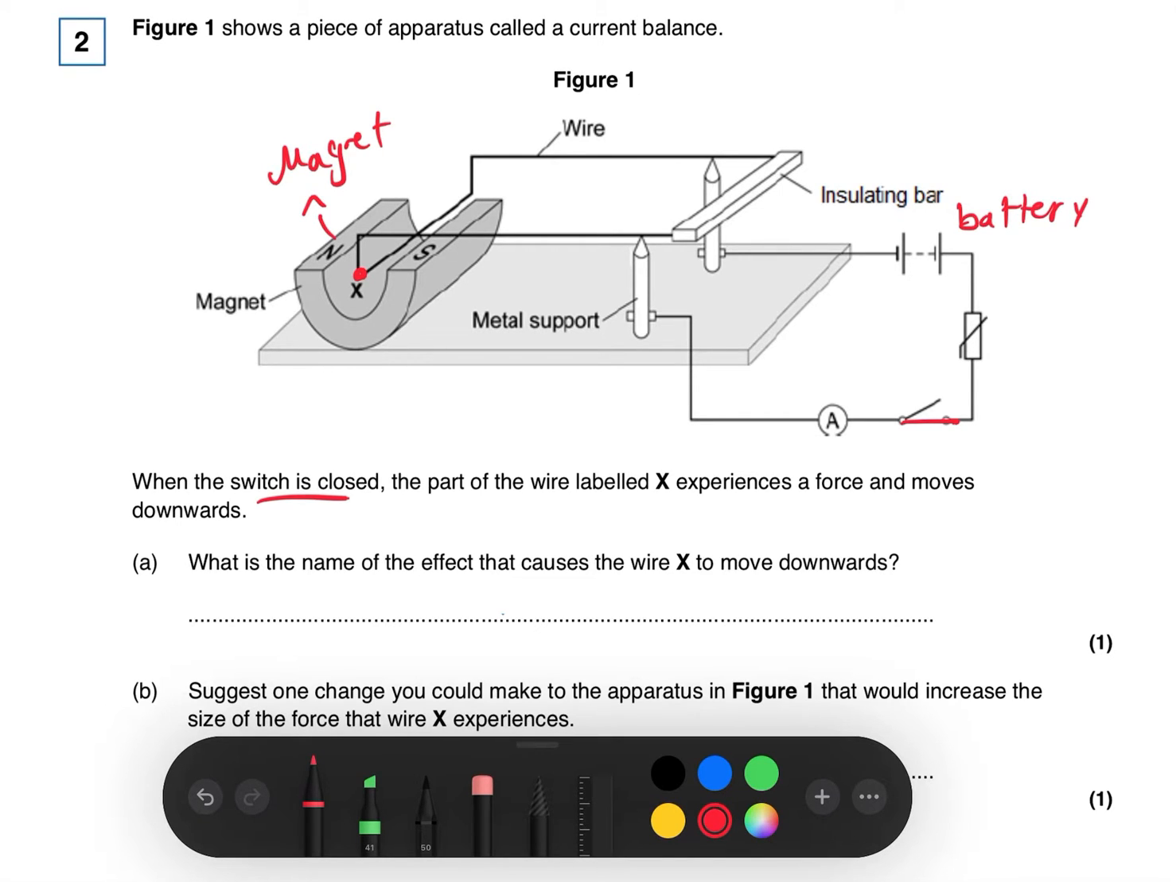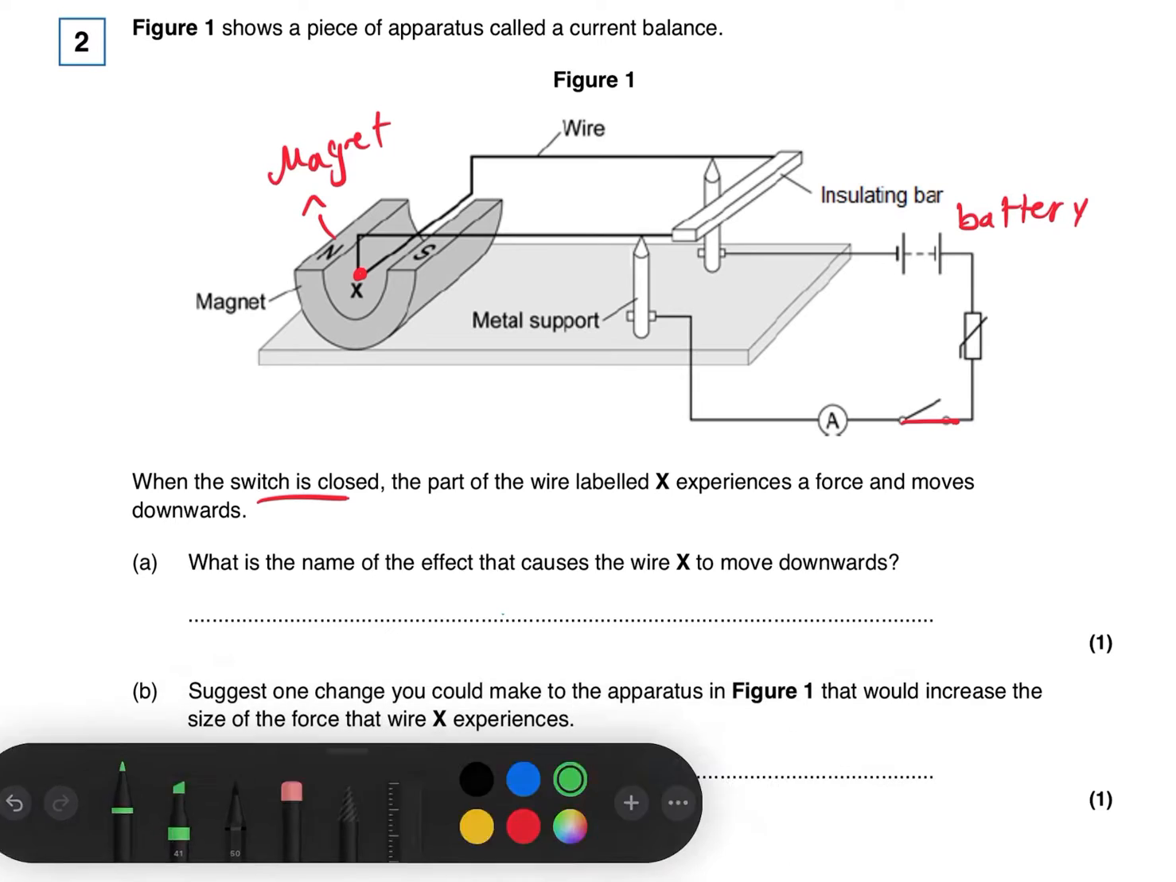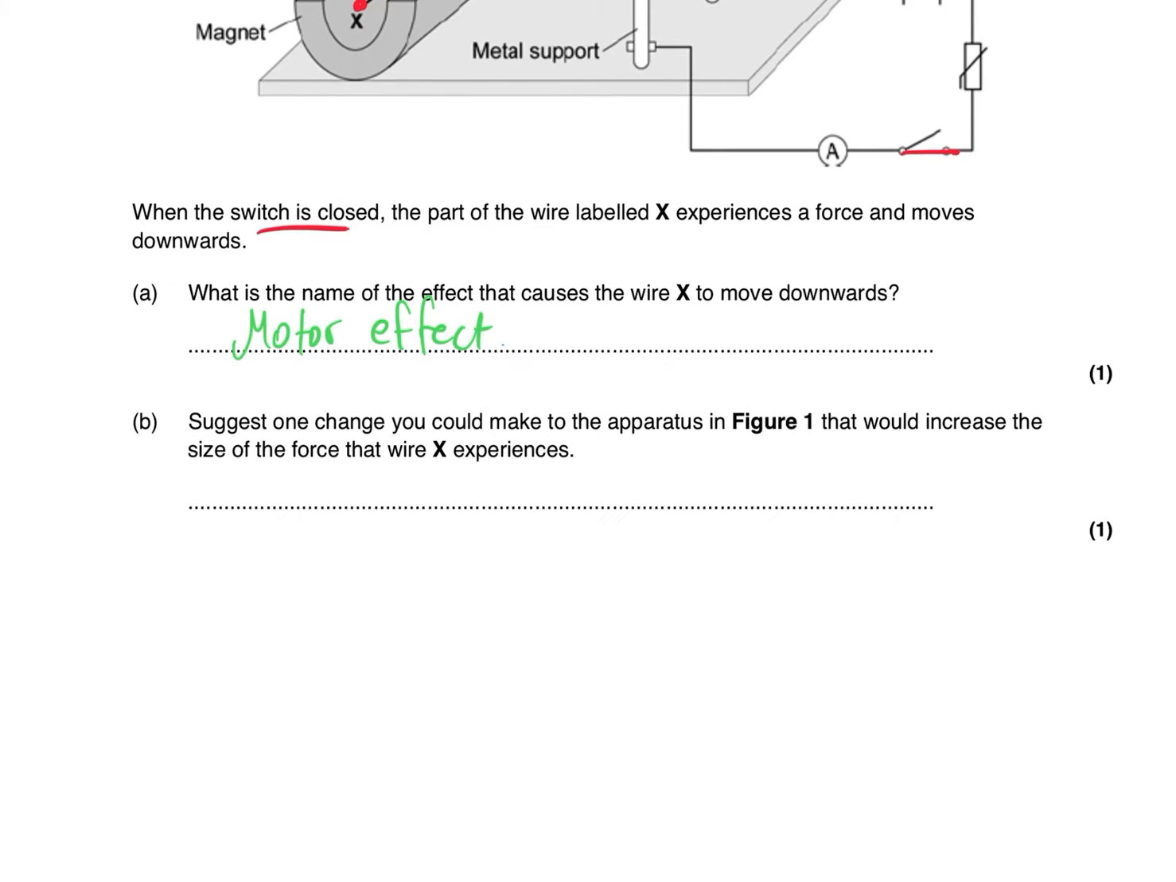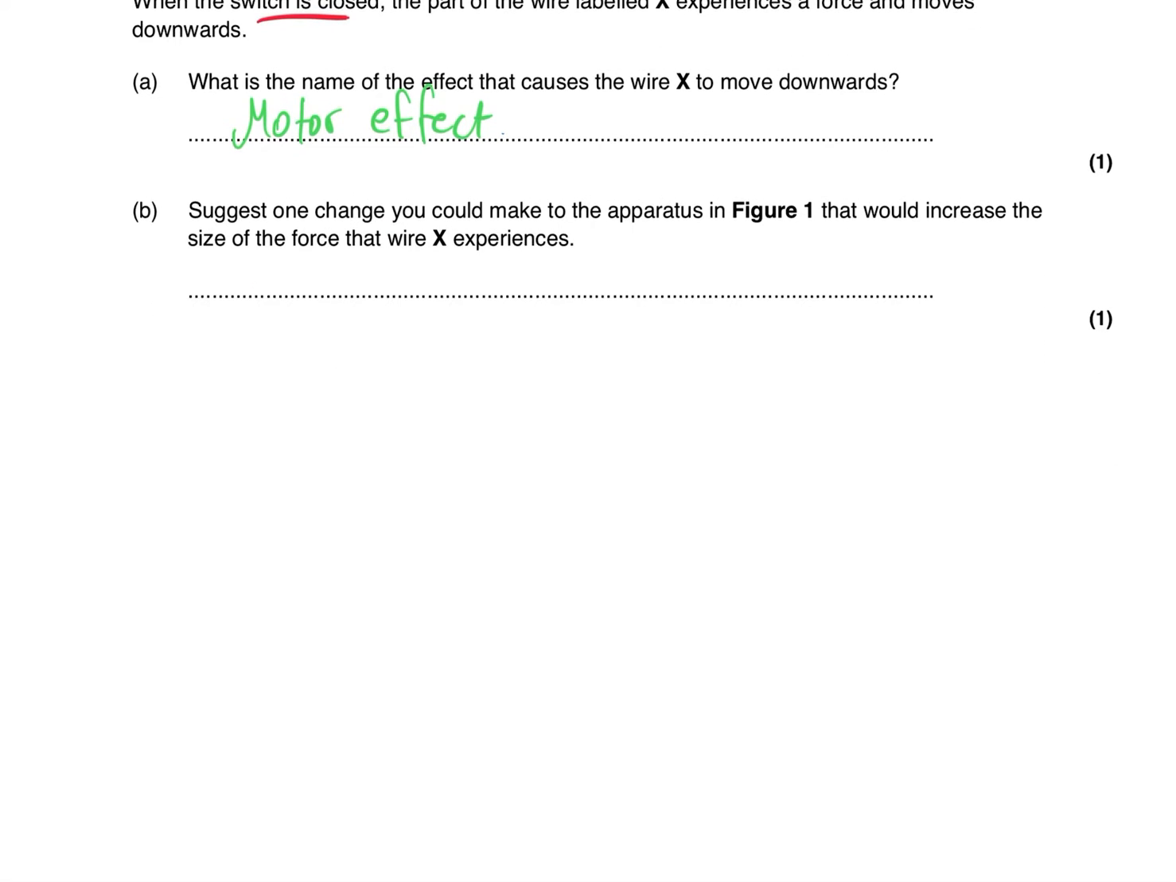What is the name of the effect that causes the wire X to move downwards? The name of that effect is simply known as the motor effect, and that's basically when the current in the wire creates a magnetic field around itself, and as a result is attracted to the magnet, and that's why part X goes down. It says, suggest one change you could make to the apparatus in figure 1 that would increase the size of the force that the wire X experiences.